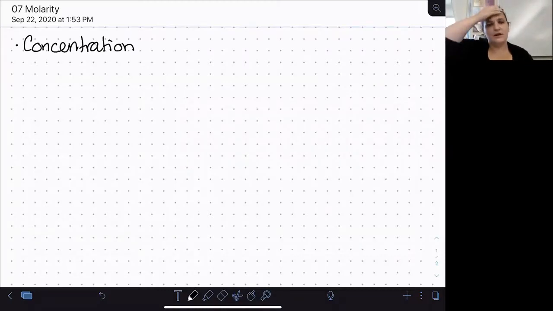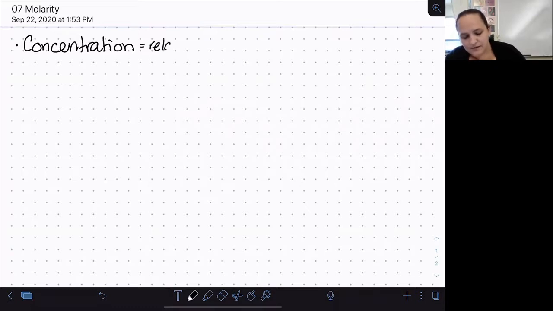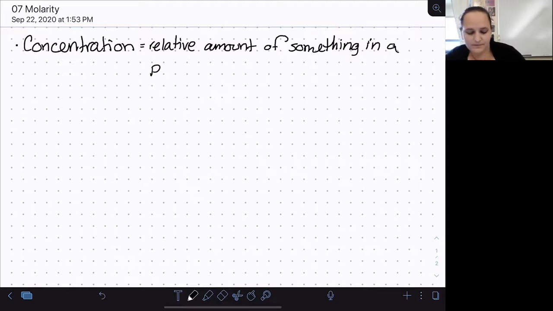In this video, we're going to be talking about how we start to quantify not just what substance is dissolved in a solution, but also how much of that substance is dissolved in a solution. And we do this with what's known as the concentration. So in the most general sense, concentration is the relative amount of something in a particular volume of space.